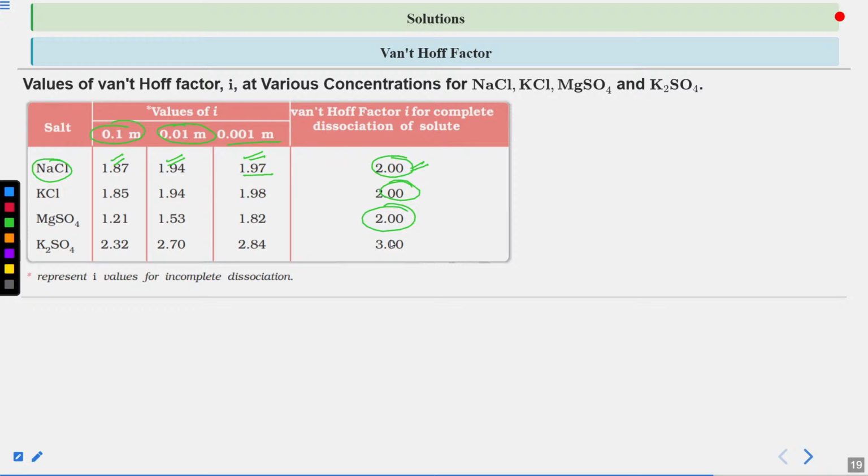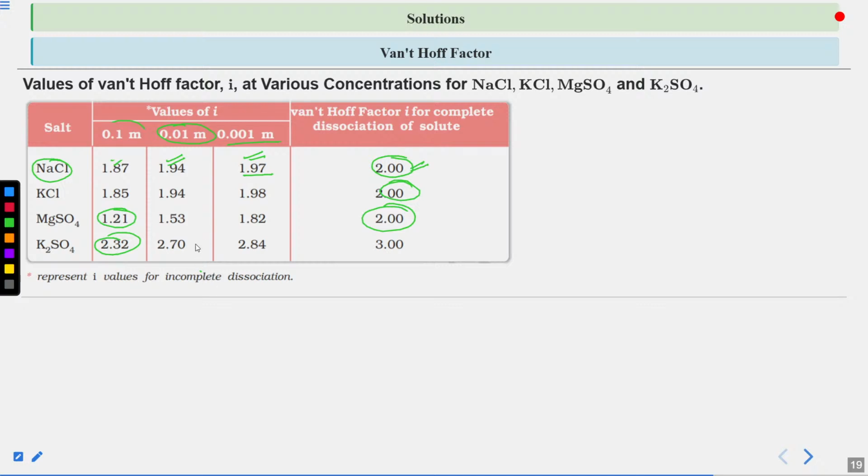So this i is your van't Hoff factor, and it is simply the number of particles into which your substance is dissociating. But if you take a higher concentration, then you will see much more deviation. So it is 2.32. There is approximately a difference of 0.7. Similarly, for MgSO4, there is a difference of 0.80. Got it?